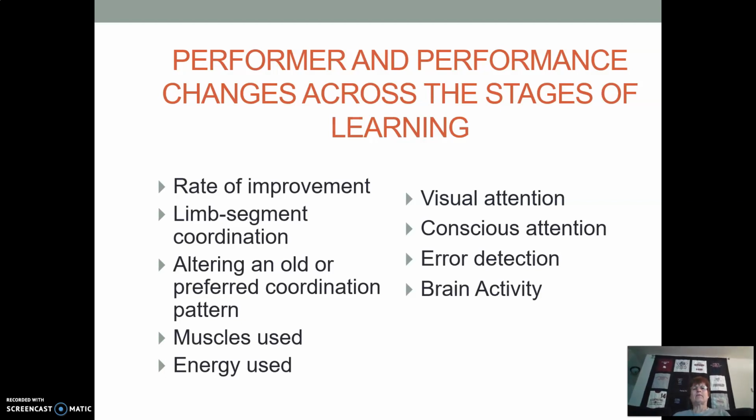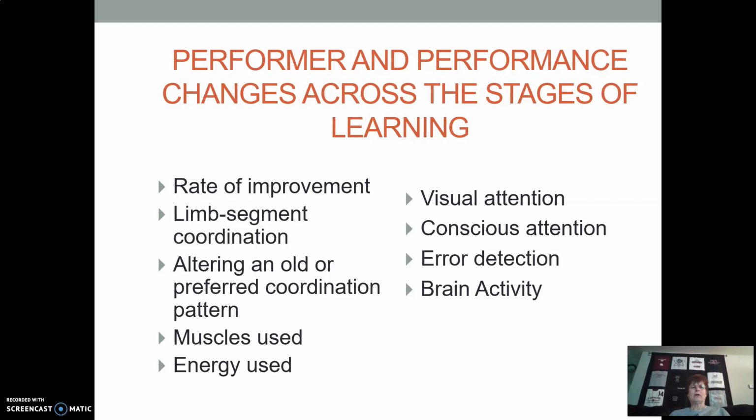And in the second part of the textbook chapter, we are just going to look at changes across different stages of learning. There are several different ones listed here. Your assignment for this is to take each one of these performer changes across the stages of learning and talk about what it might look like for a beginner and then what it would look like for someone who is more advanced, an expert.